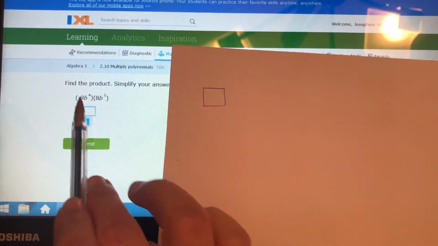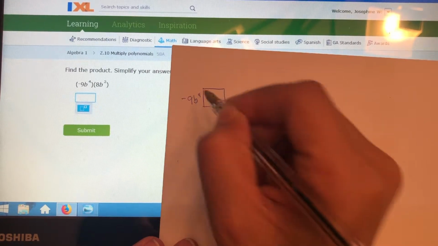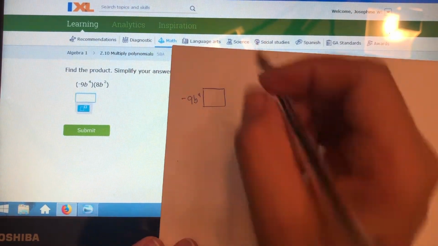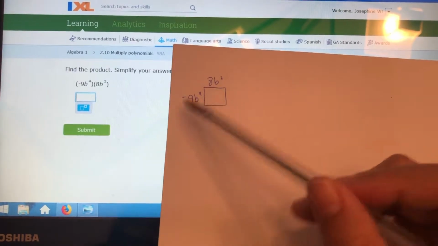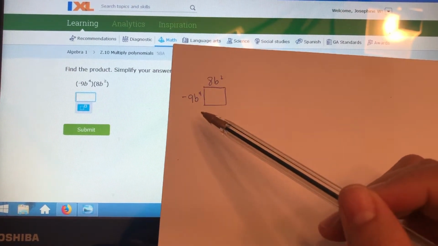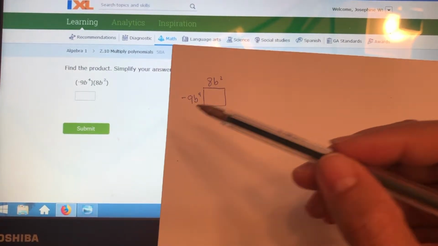You put this one on the height. So that's negative 9b to the 4th power. You put that one as the length. So that's 8b squared. And all you do is multiply. So in order for you not to get mixed up, we're going to do this step by step. We're going to multiply signs by signs first.